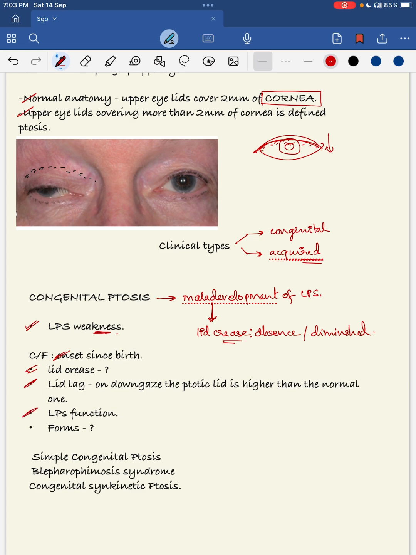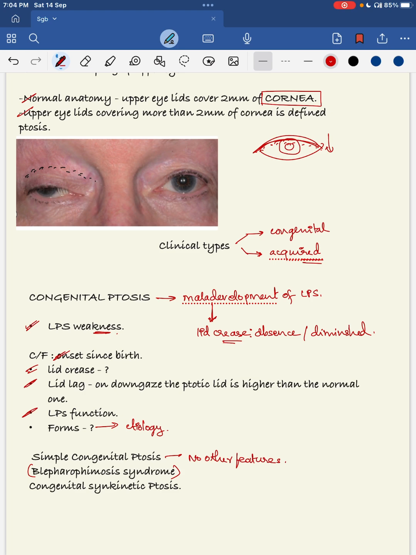Now the etiology of congenital ptosis. We all know the maldevelopment of LPS is the reason, but what is the cause prior to the maldevelopment, or the types of maldevelopment? We can say there are four types basically. One is simple congenital ptosis where there are no other additional features. Then we can say blepharophimosis syndrome.